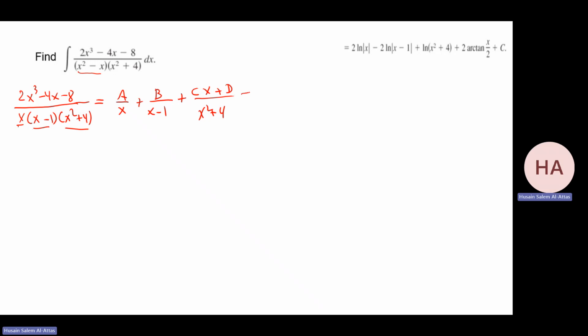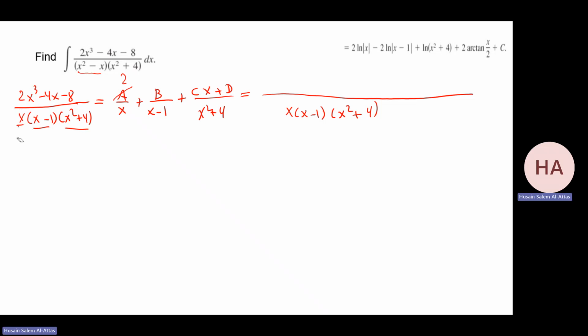Okay. Now let me write this. I have x minus 1, x squared plus 4. Okay, by x I have A. By the way, A and B, I can find them using the cover method. Maybe that will help. Let me do it. Using the cover, I cover the x, I substitute 0. I get 0, 0, minus 8 over 0 minus 1 times 0 plus 4, is minus 8 over minus 4. That will be 2.